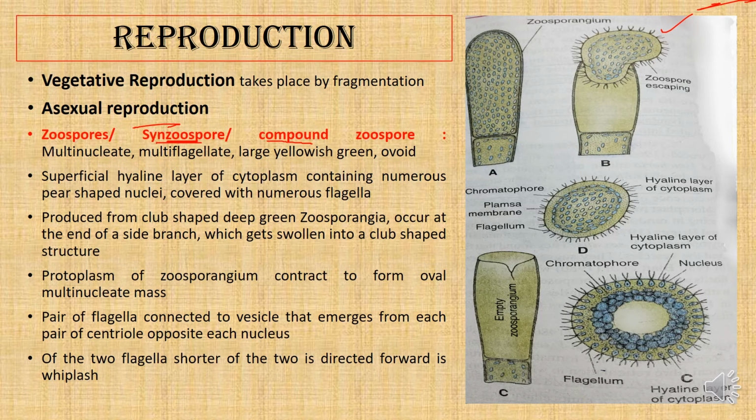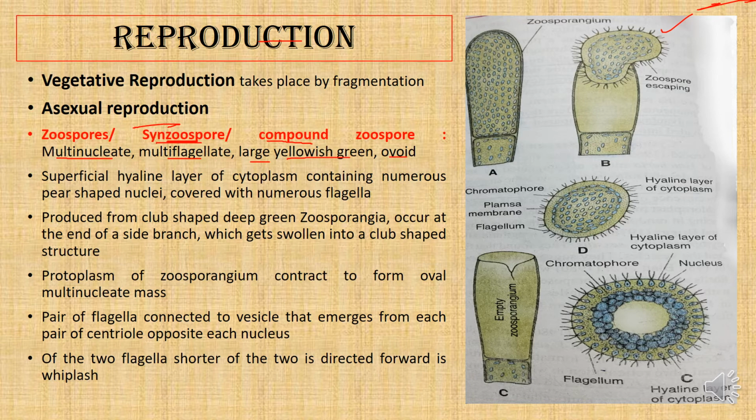So according to some schools of thought, it is formed because the protoplasm of the zoosporangium was unable to segment into separate zoospores. That is why this compound zoospore is formed. So this is why the zoospore of Vaucheria is considered a compound zoospore or synzoospore. It is multinucleate and multiflagellate. It is quite large in size compared to other species or genera of algae, yellowish green and ovoid in shape.